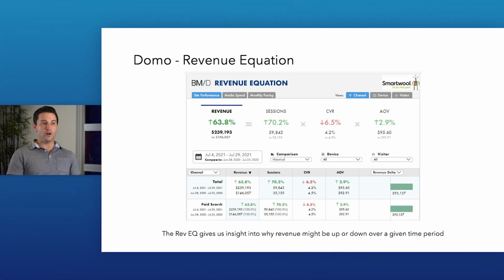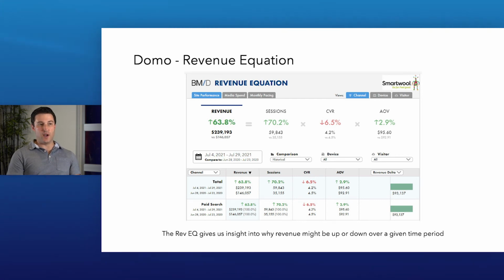If sessions are up, we might know that maybe our cost per click was down. Maybe we spent more. Maybe there's more volume. If sessions are down, it could be the opposite of those. Did we spend less? Is there less volume? Are we seeing less traffic to the site? Did we cut back somewhere? And that's going to directly affect revenue.